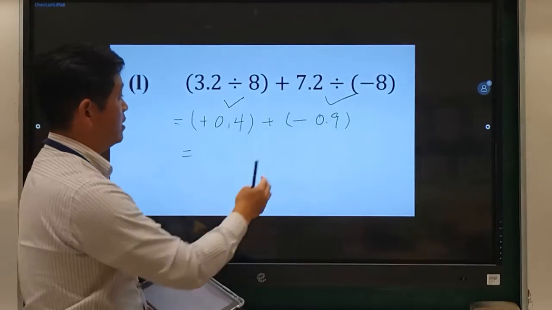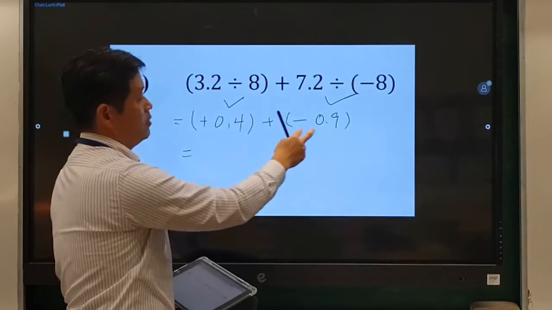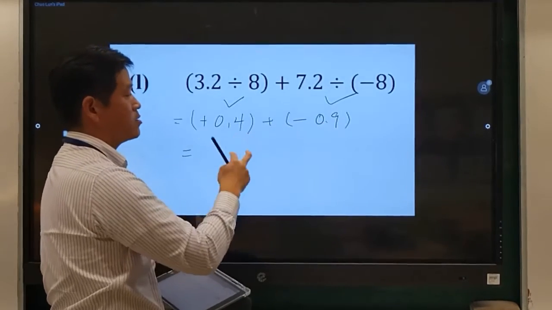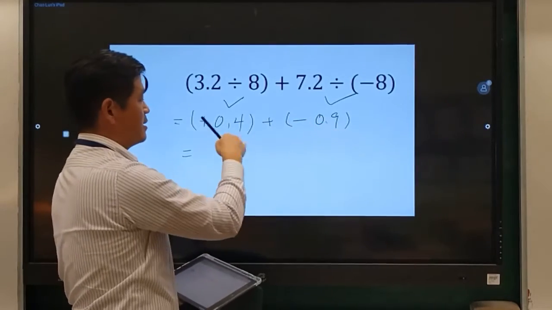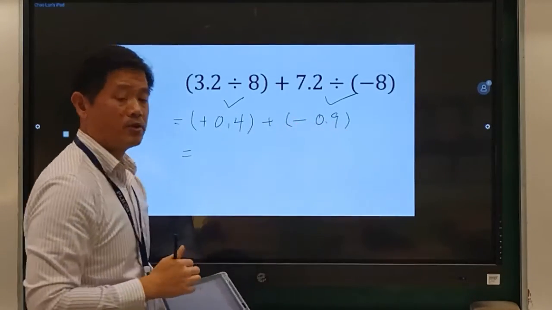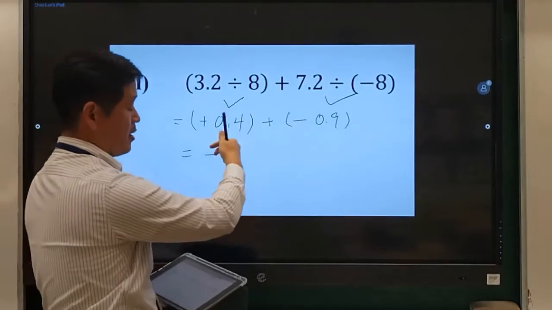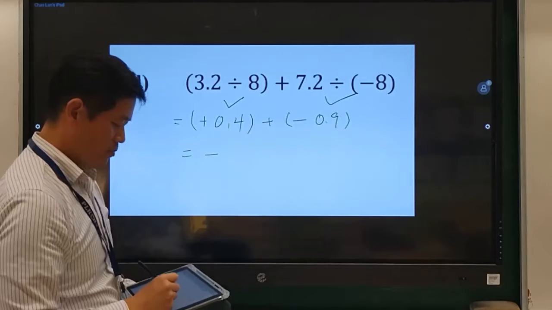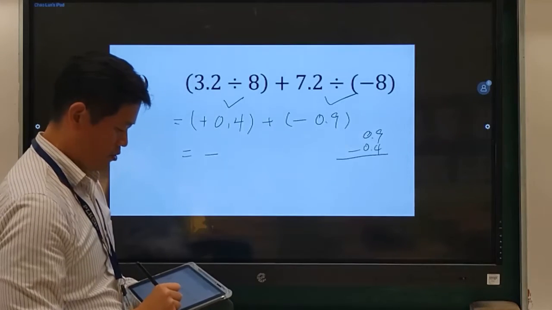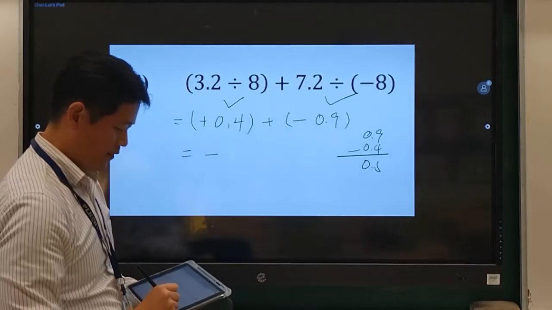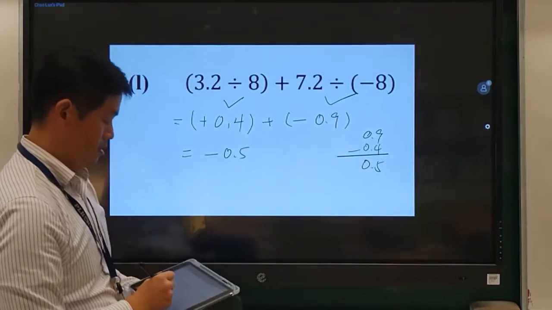So who has more? Negative 0.9 has more negative versus a positive 0.4. 0.9 has more negative. So therefore, I call it there's more negative army than the positive army. So the negative army is going to win. By how many? So when they knock each other out, one by one, 0.9 minus 0.4, I will have 0.5. Therefore, my answer is negative 0.5. Okay?